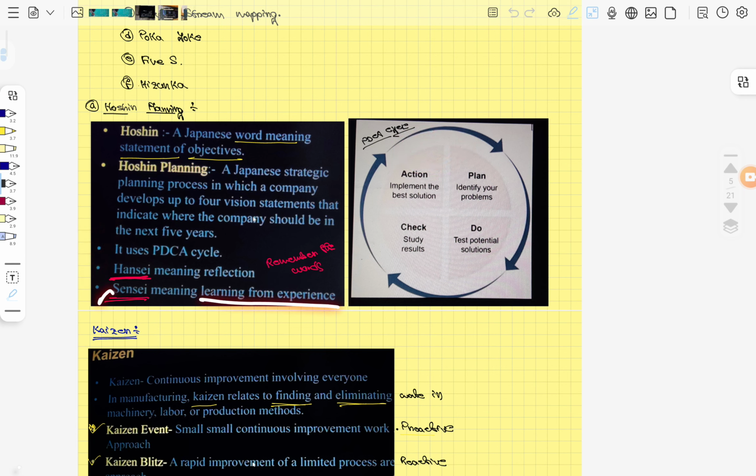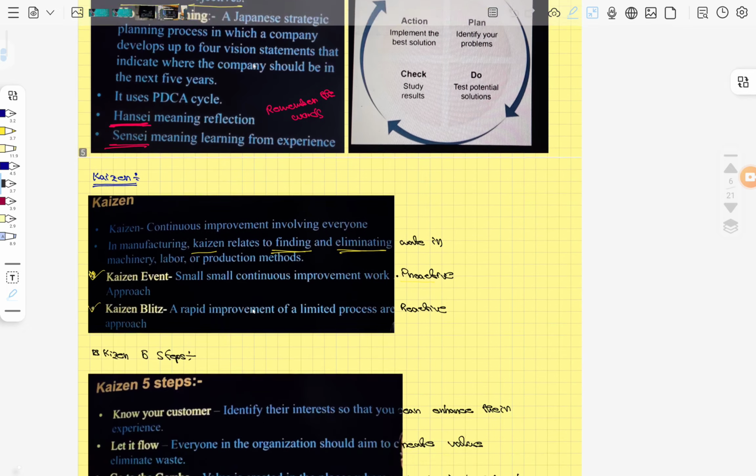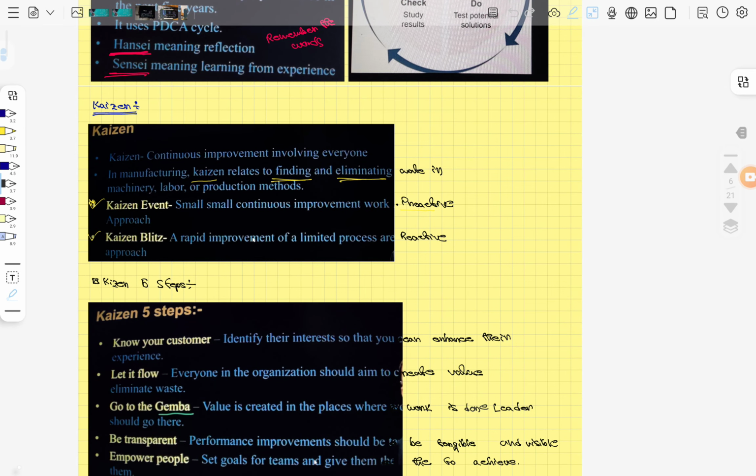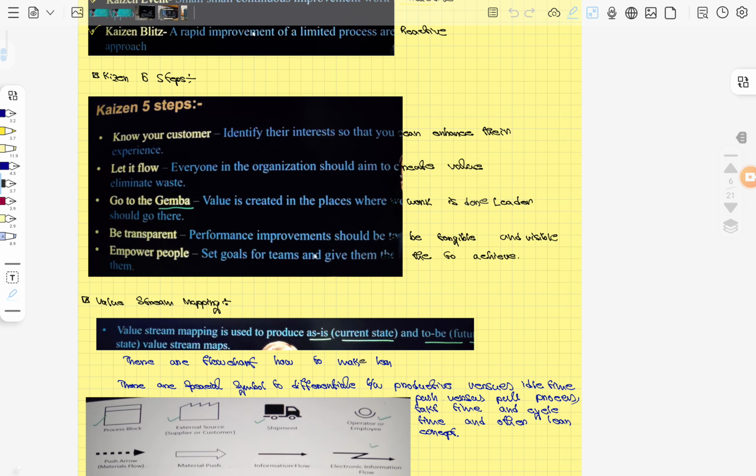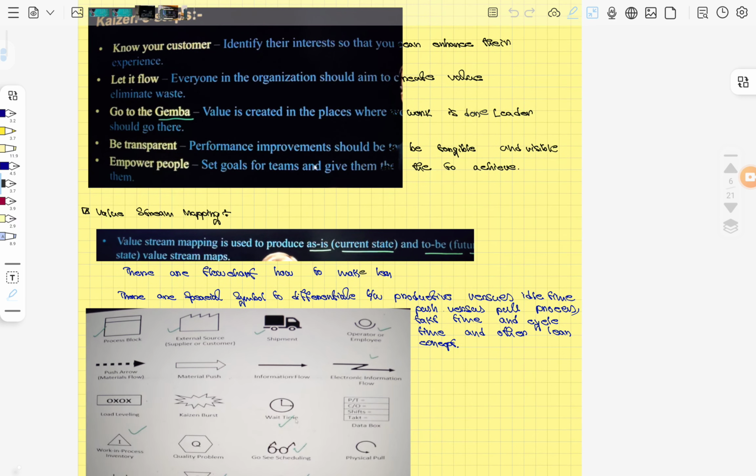Sensei means learning from experience, hansei means reflection. Kaizen is continuous improvement, as you know, and Kaizen relates to finding and eliminating the waste in the product. So a Kaizen event is a small continuous improvement of the work. Kaizen blitz is a rapid improvement. Okay, these are the 5 steps of Kaizen, which are important. Know your customer, let it flow. Identify the set of customers, let it flow. Every organization should aim to eliminate waste. Go to Gemba, where the value is created, go there. Be transparent on performance improvement, and empower people with the knowledge and everything.